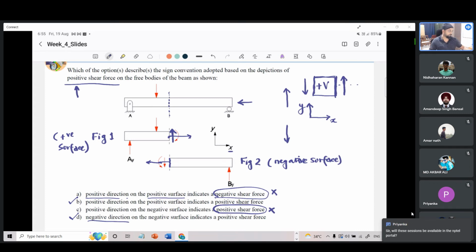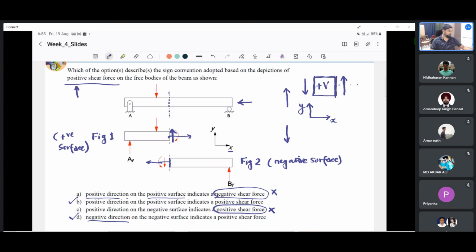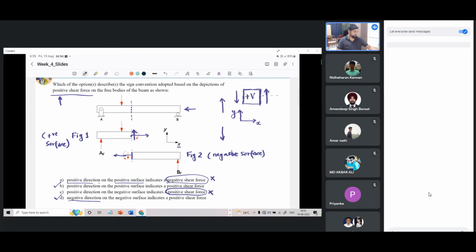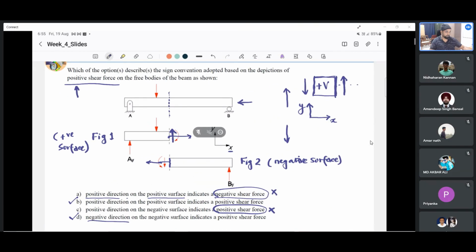Will these sessions be available on NPTEL? Yes, it will be available. I am also recording this session, so it will be available sooner or later. We will be uploading that. And also this sheet, this PDF where I'm working out the problem, these slides will also be made available. So should there be any questions at a later stage, you can ask in the subsequent live sessions or in the portal. I hope that is clear.